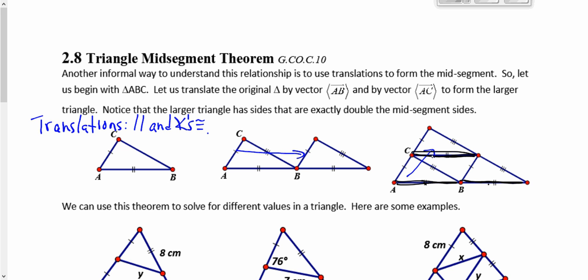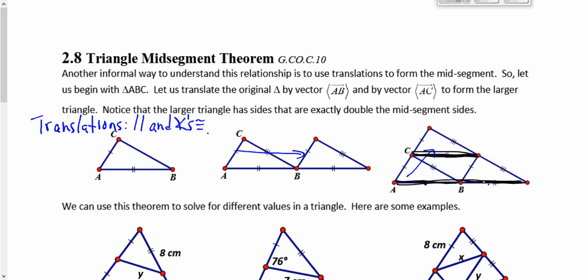So does that show you then that now when we go back and think of this as a mid-segment, as a translation, there's one of these segments, and down here from this translation is 2 of them. So do you see now why? Another way to explain we learned before, that the mid-segment is half the length of the third side. Does that make sense? Okay.